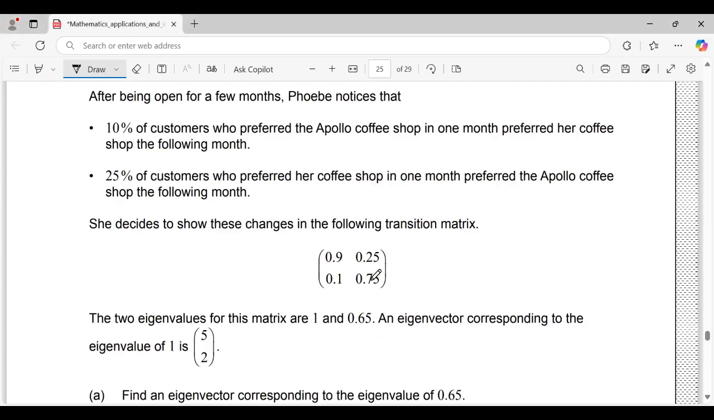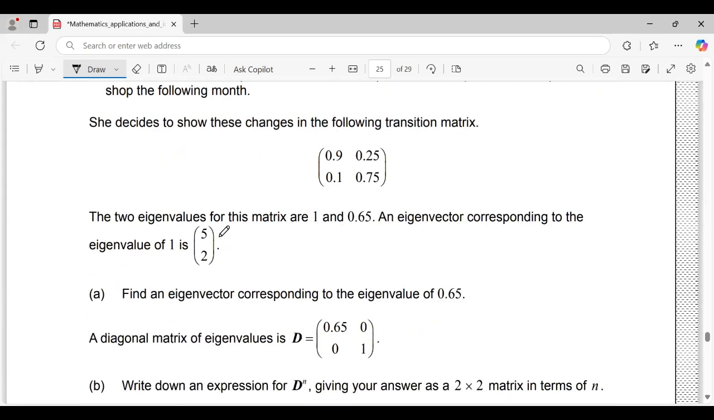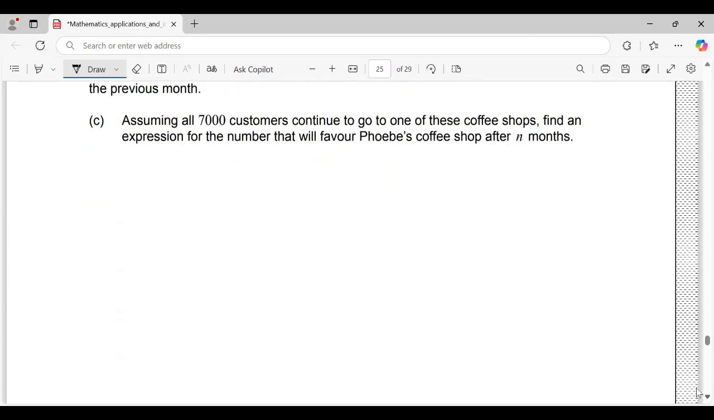The two eigenvalues for this matrix are 1 and 0.65. An eigenvector corresponding to the eigenvalue 1 is (5, 2). Find an eigenvector corresponding to the eigenvalue of 0.65. Right.